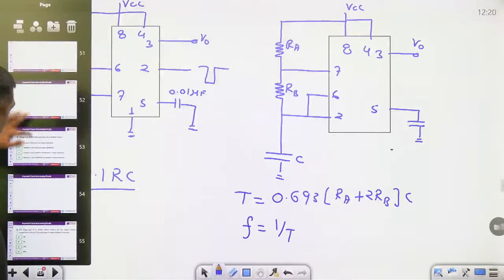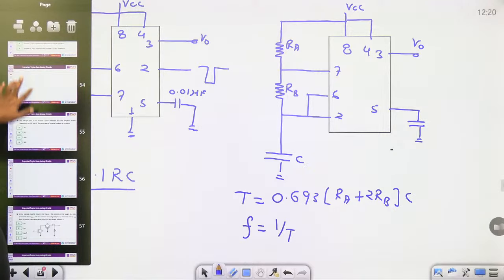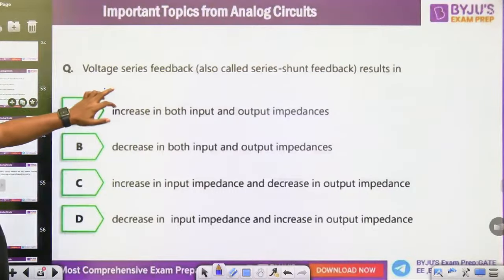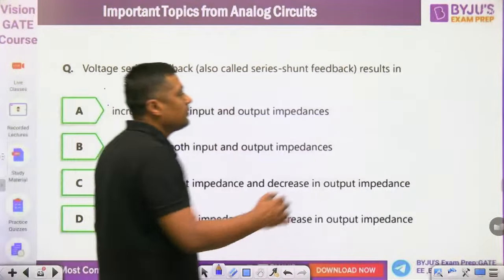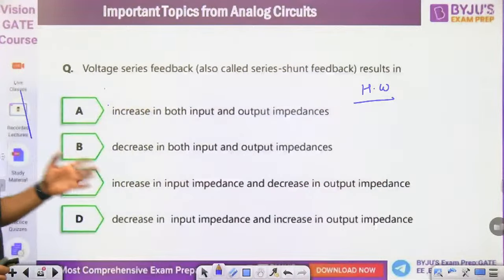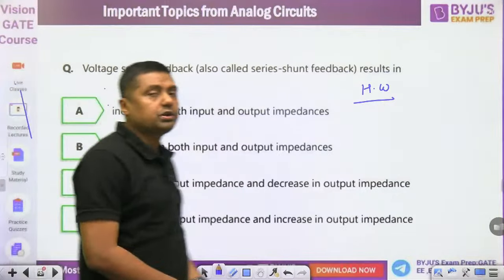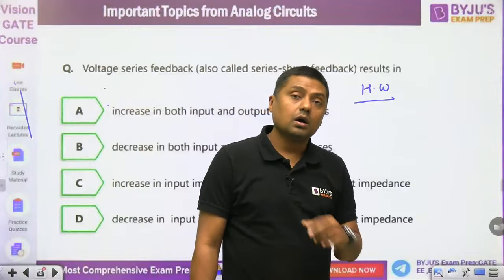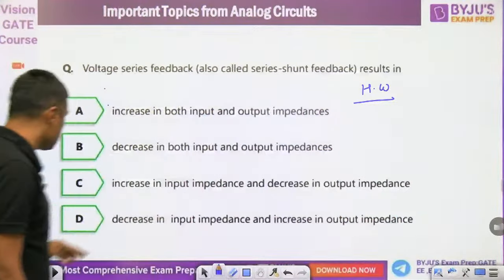If you want more sessions like this, now it is time to solve some homework. Are you ready to solve some homework? I'm giving you two questions. First, in voltage series feedback, which is also called series shunt feedback, what is the right answer for this question? Give me the answer in my comments box. You can take a screenshot. If you want the PDF, then join my Telegram channel. Get the idea about all types of feedback: voltage series, voltage shunt, current series, current shunt. Already I have taken a number of sessions on that. Please go through those sessions.